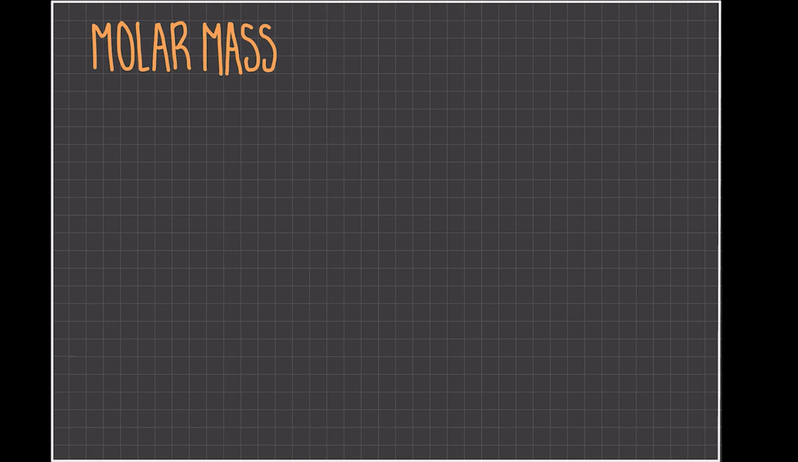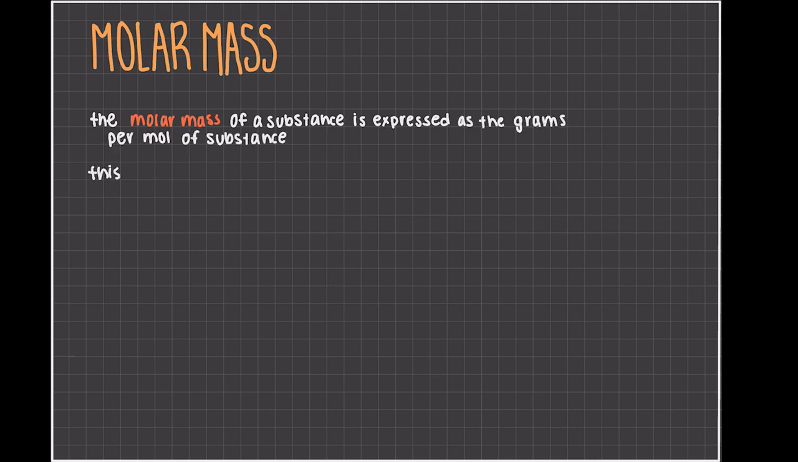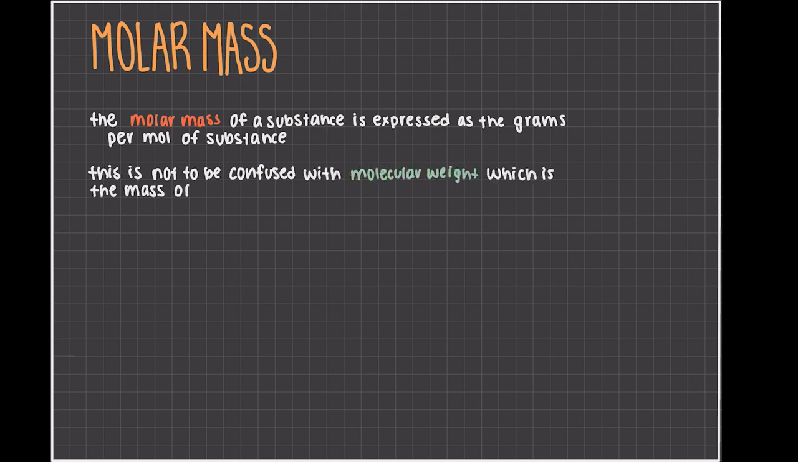In order to be able to determine grams from a mole, we're going to have to know molar mass. The molar mass of a substance is expressed as the grams per mole of a substance. This is not to be confused with molecular weight, which is the mass of a molecule of a substance. The main difference between both of these is going to be the units that they are in. Molar mass is going to be in grams per mole, while molecular weight is going to be in AMU.